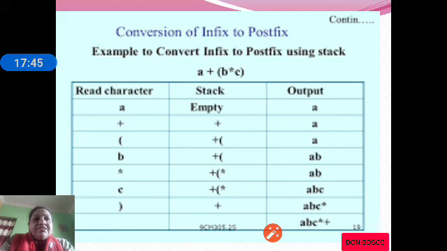So let us just have a repetition of what we did in this example. Let us start with A. A is an operand. Operand means put it onto the output. Plus, put it onto the stack. Left parenthesis, put it onto the stack.